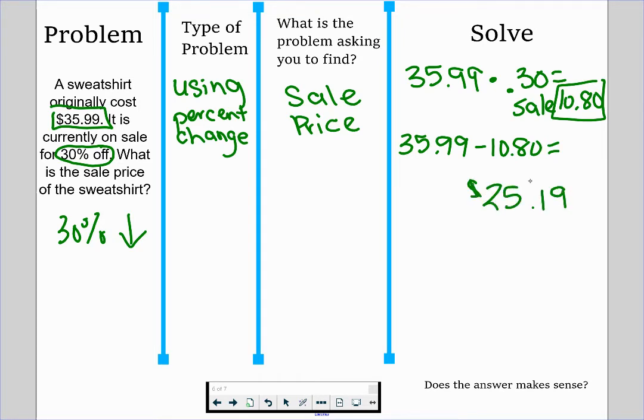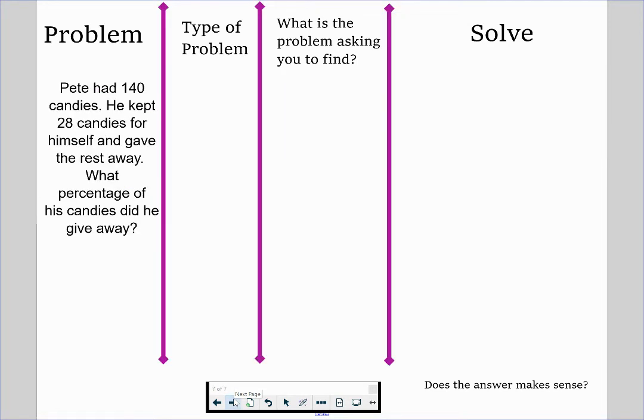Now, if it were a tip or tax, something like that, that would mean that instead of subtracting, I would add it. And always ask yourself, especially for ones like this, does it make sense with real life stuff? If a sweatshirt was $35.99 and it was on sale for 30% off, does this $25.19 seem like a reasonable amount? It should. So that does seem right. It makes sense for the numbers I'm dealing with in the situation.